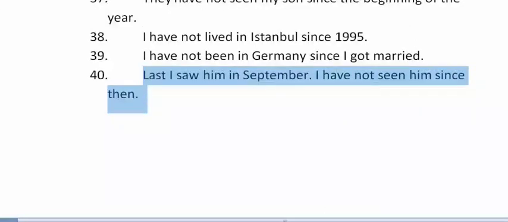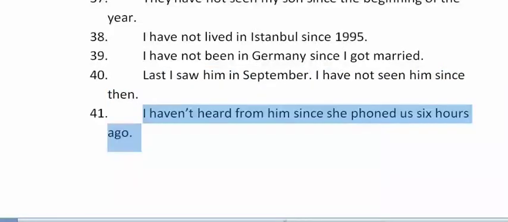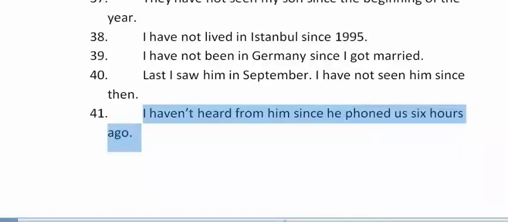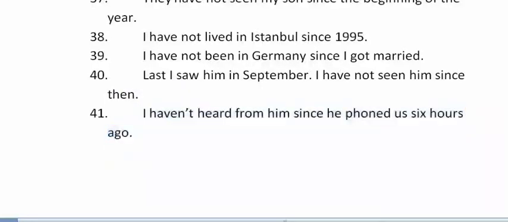Last I saw him in September. I have not seen him since then. I haven't heard from him since she phoned us. Friends, what is the error here? Since he. I haven't heard from him since he phoned us 6 hours ago.